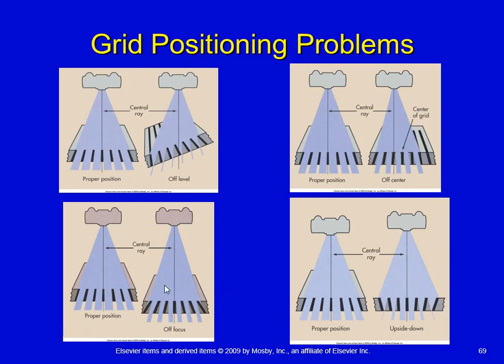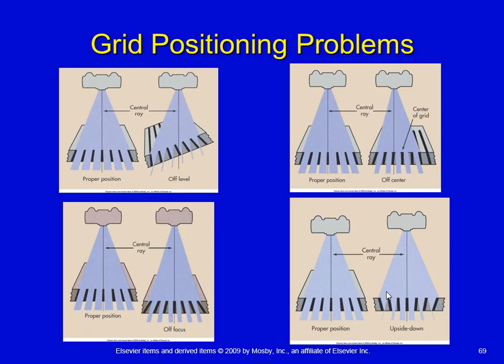With an off-focus grid, that's specific to focus grids, and it could be again crosshatched focused or just linear focused, and that's where you've exceeded the focal range of the grid. So your SID is either too far out or too close.